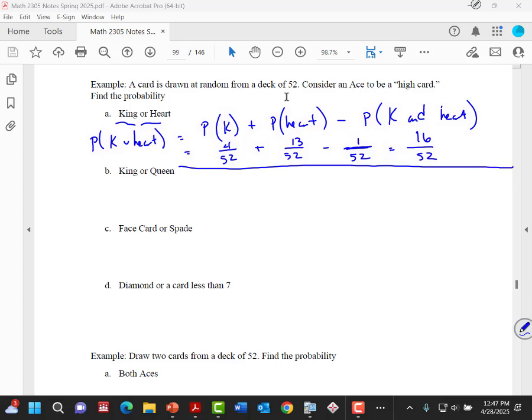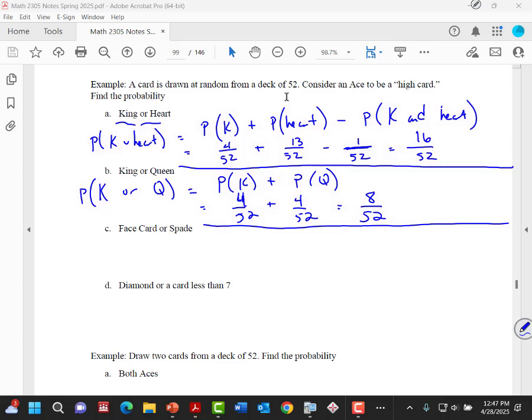What about a king or a queen? Now it's my claim that these two are mutually exclusive or disjoint. So the probability of king or queen is simply the probability of king plus the probability of queen. Why am I not subtracting out the intersection? Well, my claim is that the intersection is empty because there is no card in the deck that is at the same time king and queen. So this would be 4 out of 52 plus 4 out of 52, so 8 out of 52. Like I said, you can reduce if you wish.